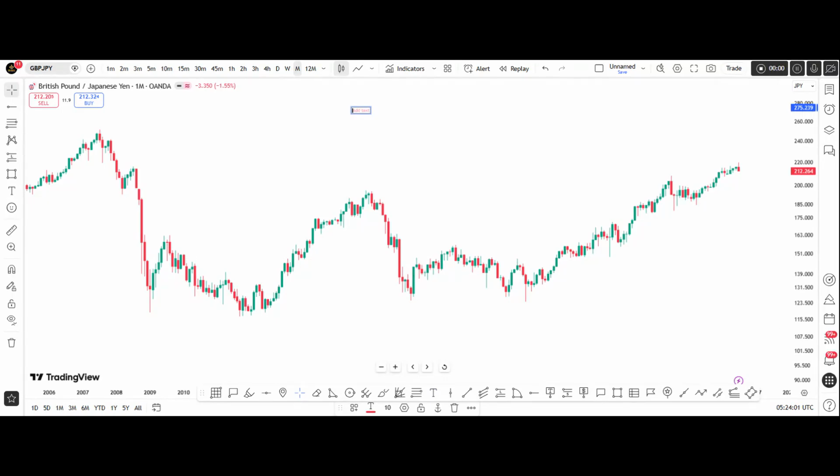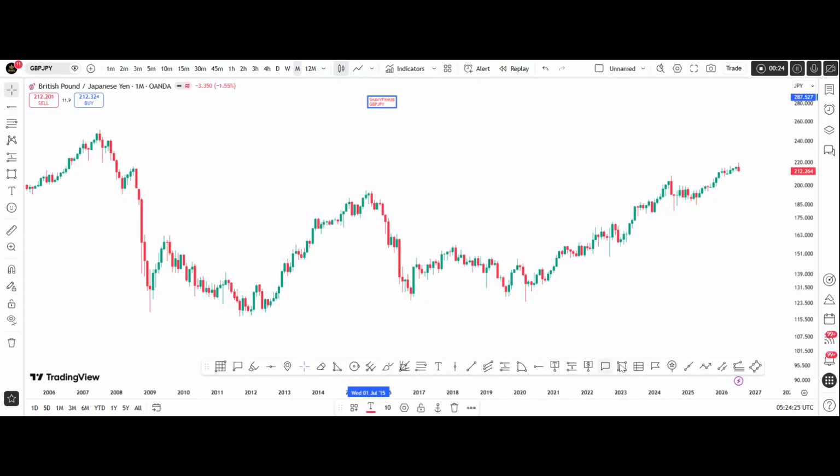So let's look at British pound yen. To understand British pound yen, the first thing we do is to look at it from a higher time frame, which is the monthly time frame.